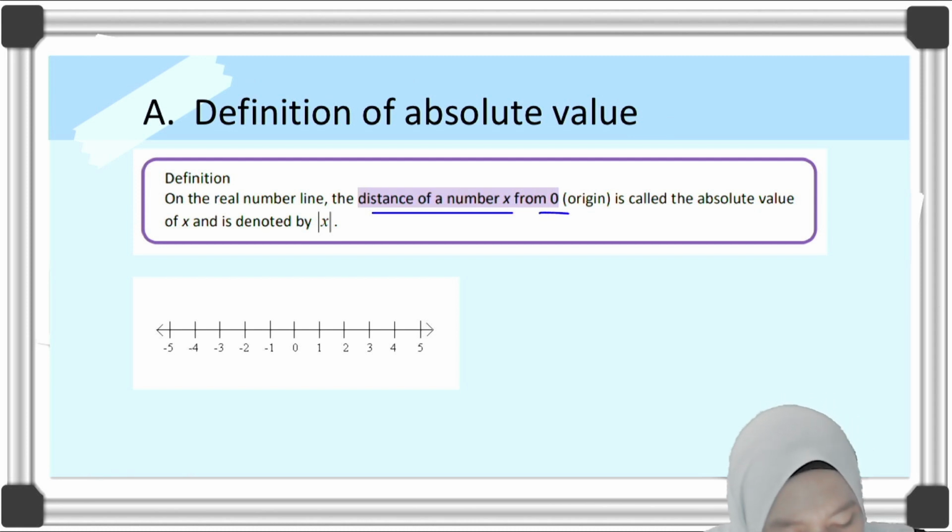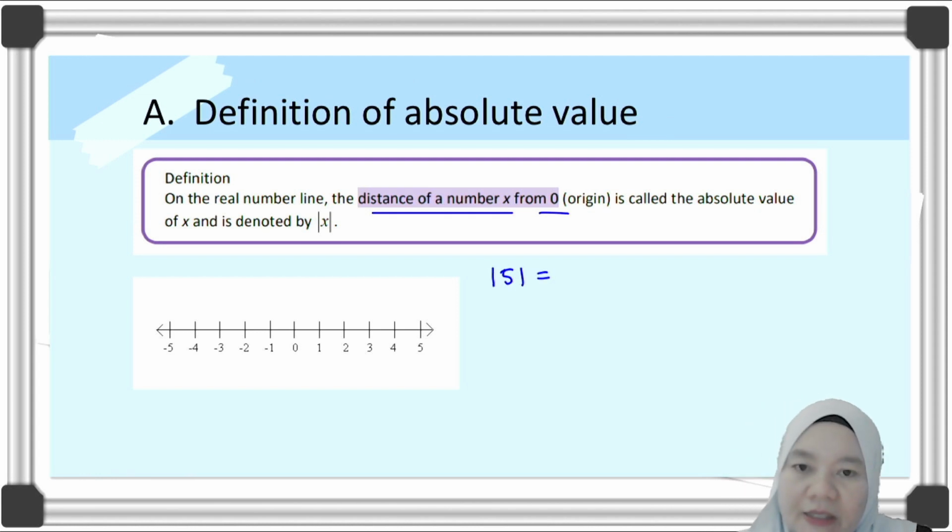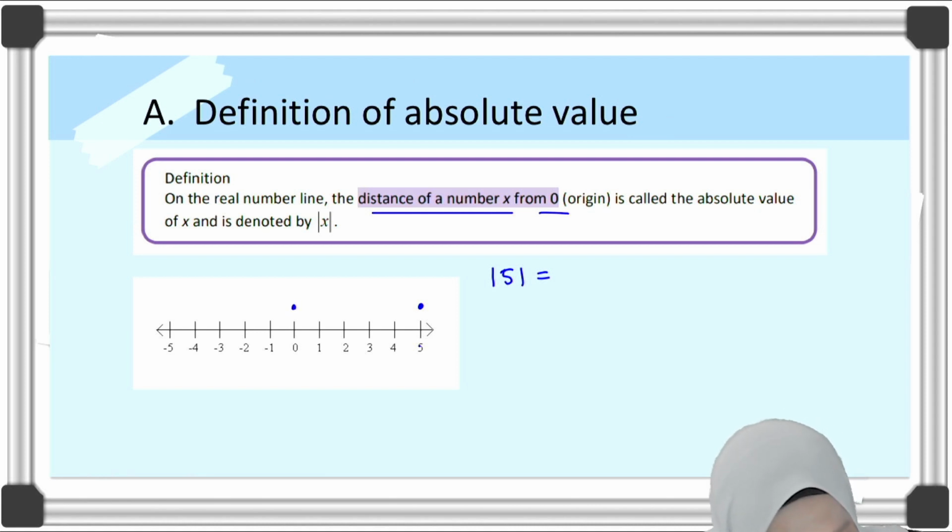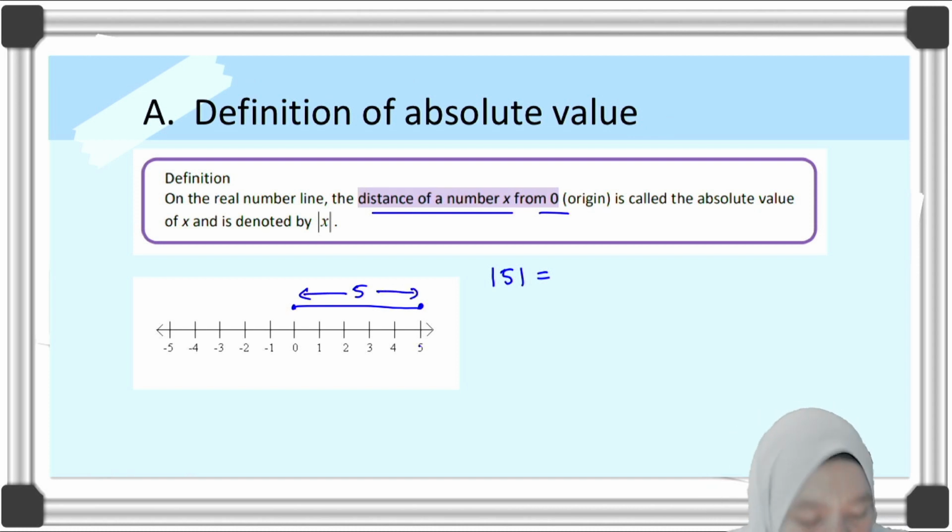So, contohnya, katakan saya ada absolute value of 5. Alright? So, maksudnya jarak a number. The number is 5 lah. Okay, 5 ni. So, jarak 5 from the origin. So, bila kita namakan dia sebagai jarak, jarak ini memang always positive lah. So, maksudnya kat sini kalau kita faham, dia adalah 5 units. Right. So, absolute value of 5 is 5.